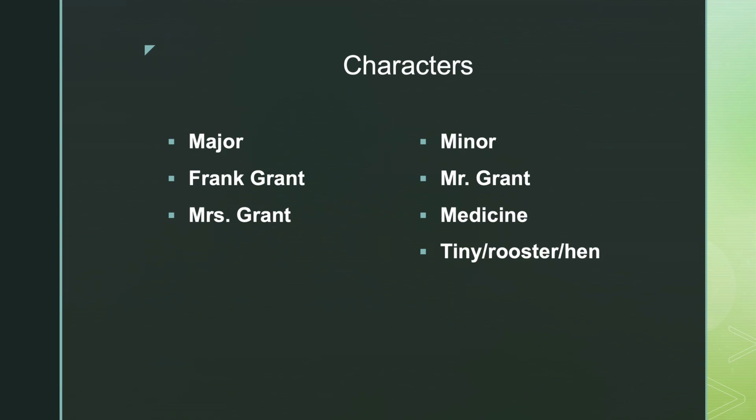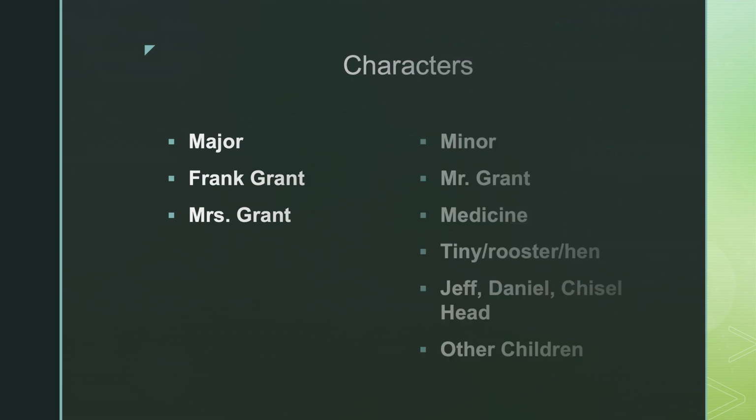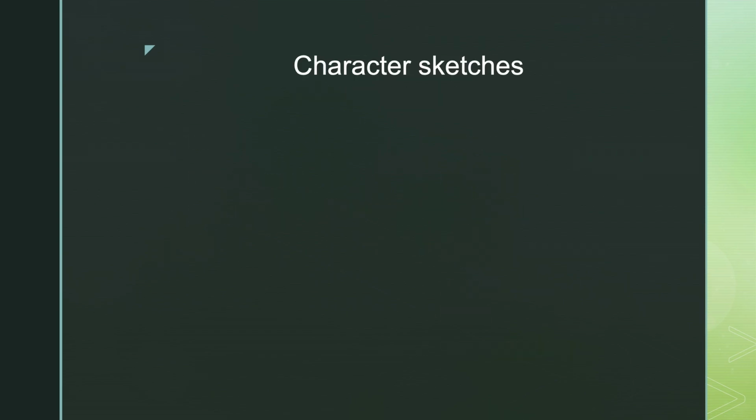Tiny, which is the puppy that's barking. So the animals are all a part of your character base because they're adding to the story in some way, form, or shape. They have a role. Jeff, Daniel, and Chiselhead are also minor characters. The other children are also minor characters. Let's take a look at the character sketches. We're going to be doing the character sketches for the main characters especially. We will do character sketches for some minors depending on how they impact the overall story.